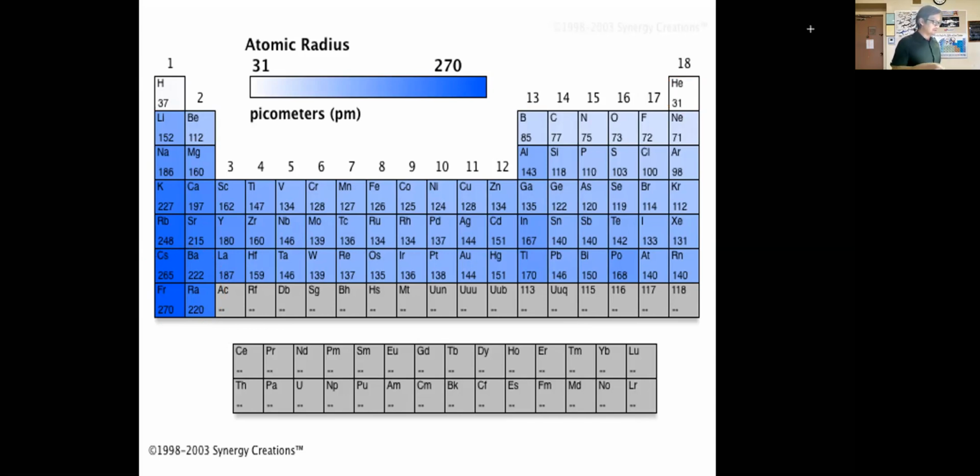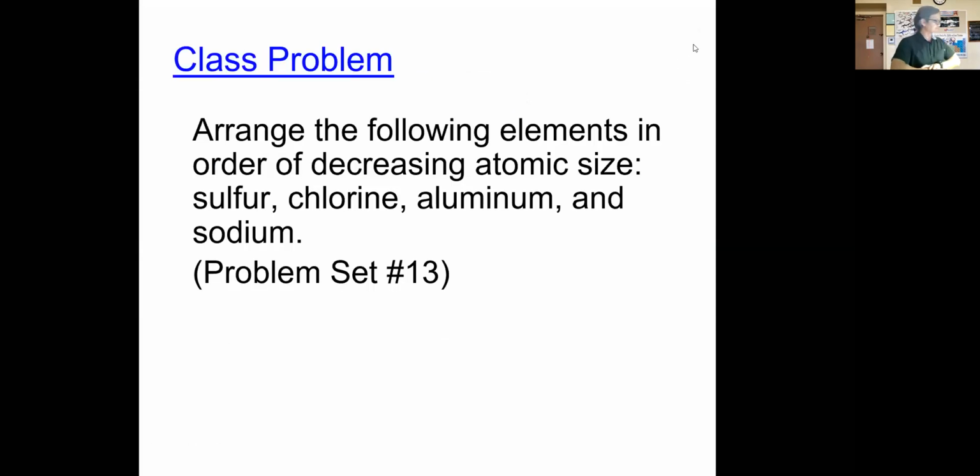So what I'd like you to do, real quick, and you won't need to write this on your paper, is take a look at number 13 here in your problem set. I'll make sure I indicate the directions on the Edpuzzle. Just type in your answer. You don't have to write it out on a separate sheet of paper this time. I want you to arrange these atoms in order of decreasing atomic size, from largest to smallest.